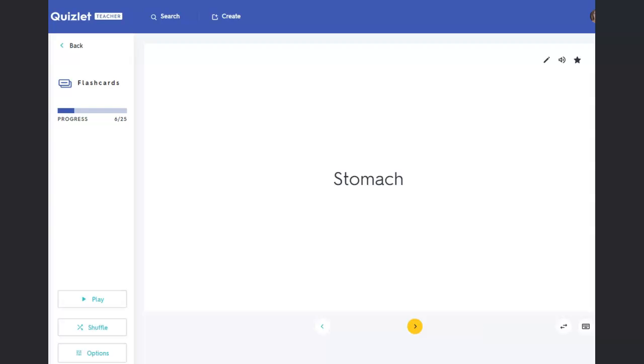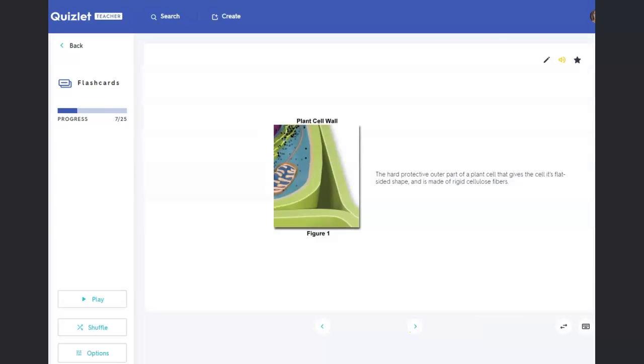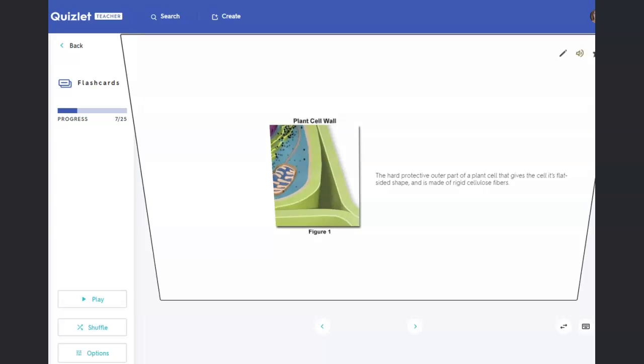Stomach. Cell wall. The hard protective outer part of a plant cell that gives the cell its flat-sided shape and is made of rigid cellulose fibers.